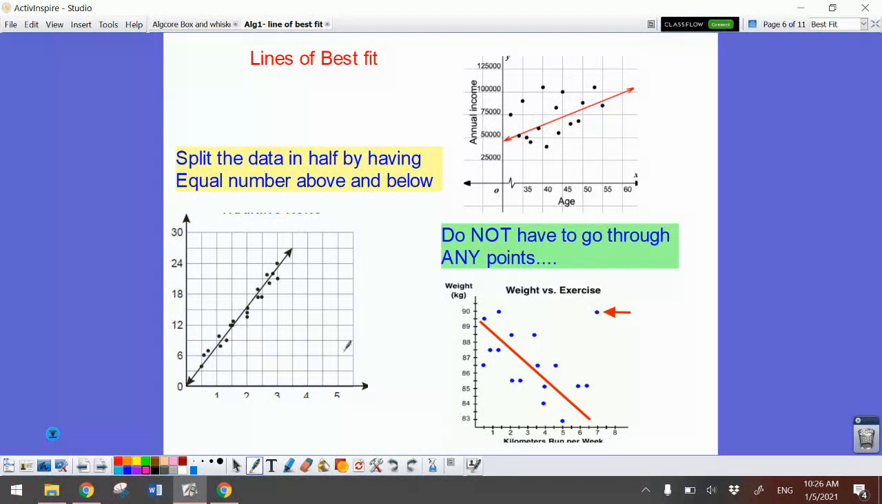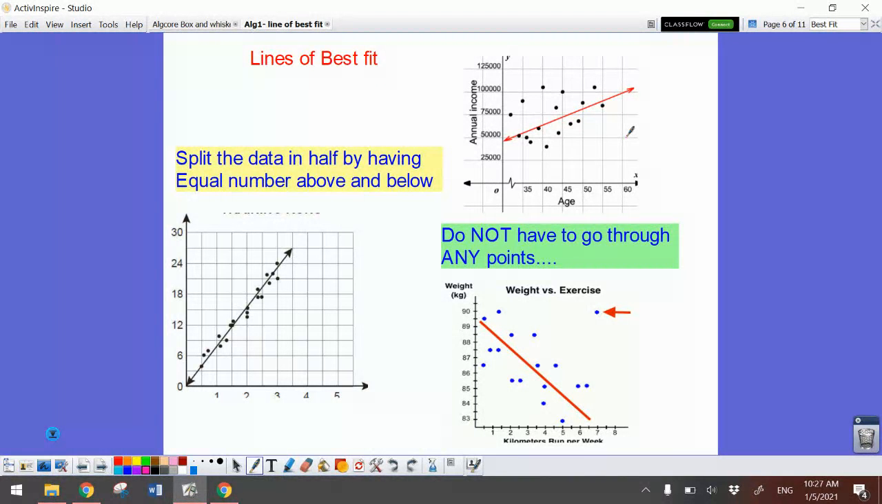If you take a look at this first one over here on the left, this one's really easy to draw because the points are really close together. To draw a line, I just lay a ruler down, figure out where the middle is, and draw that line. Same thing with this one. I'm going to draw a line kind of in the middle where it splits. Now, a line of best fit doesn't have to go through any points. It just has to split the data.